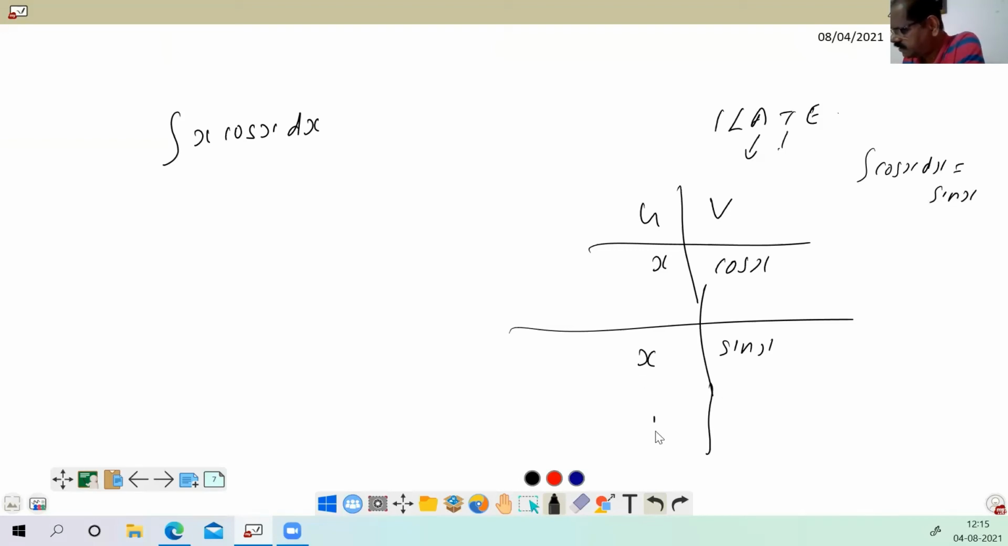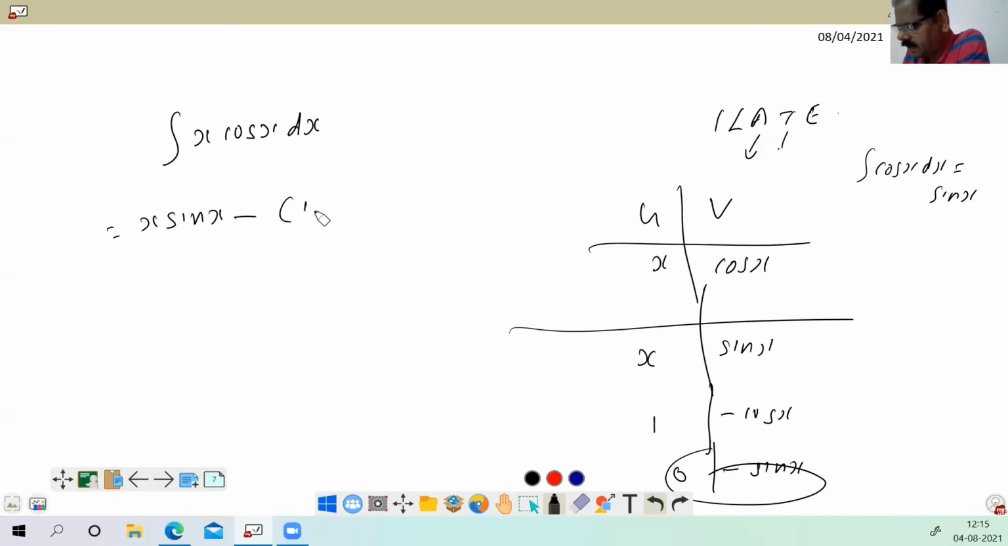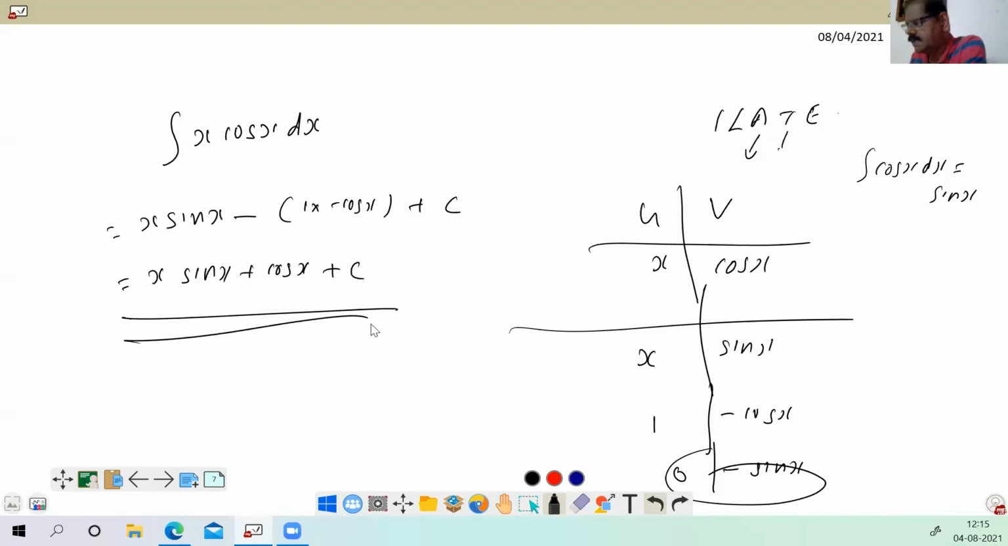Next, derivative of x is 1. Integral sin x dx is minus cos x. Again, derivative of 1 is 0. Integral cos x is sin x, so this is minus sin x, but we need not write this time. So this is x sin x. Next term should be minus here, but already there is minus 1 into minus cos x plus c. So this is x sin x plus cos x plus c. So this rule can be used even for trigonometric functions also. This shortcut method.